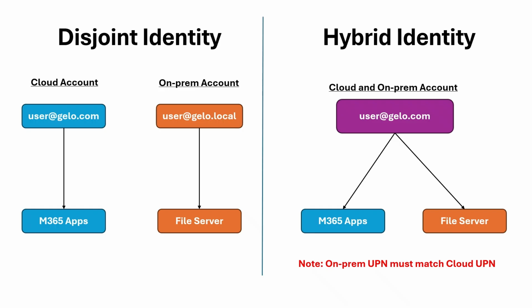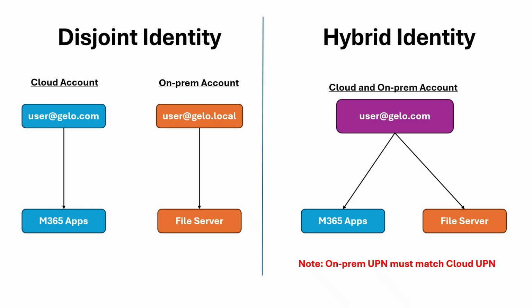Here's the difference between hybrid identity and separated, or what I just call a disjoint identity. As you can see, there are two credentials used in disjoint identity, one for cloud and one for on-prem. If you assume that it's just about syncing accounts, it's not.